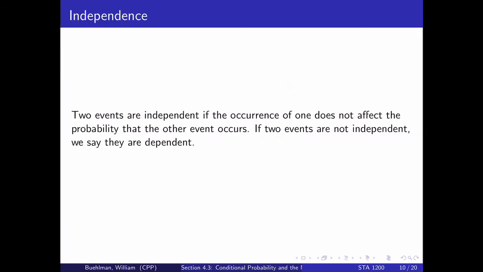Two events are independent if the occurrence of one does not affect the probability that the other event occurs. If two events are not independent, then we call them dependent.